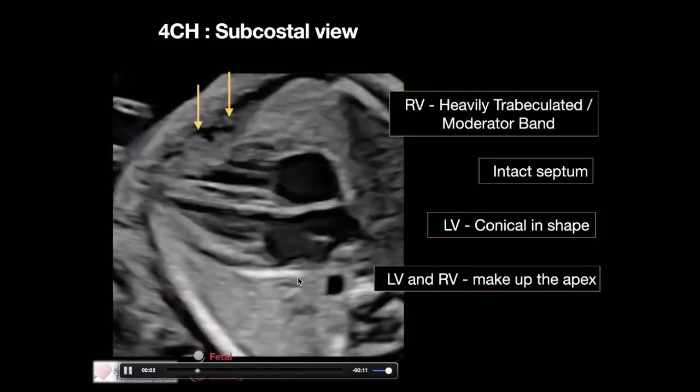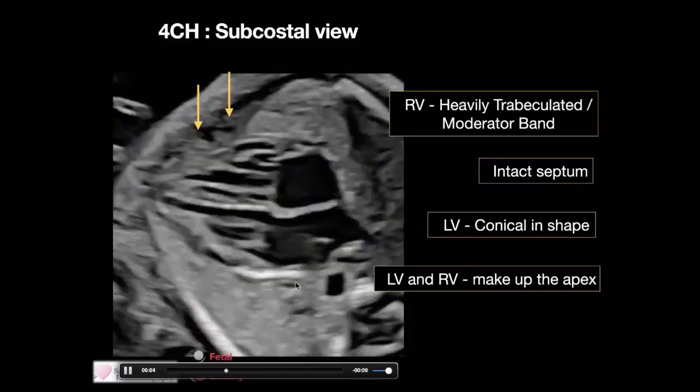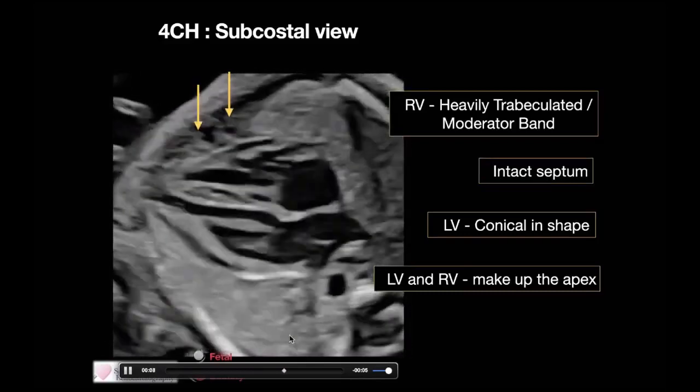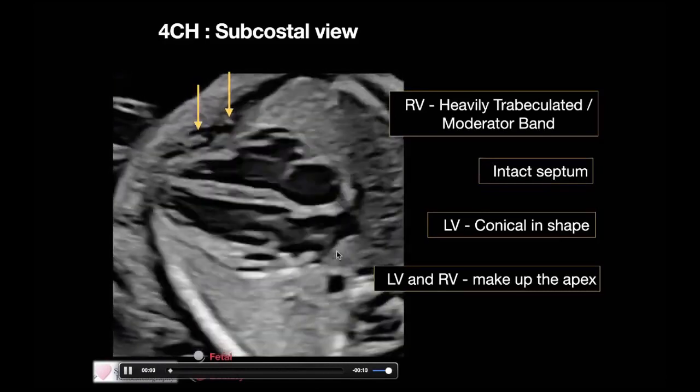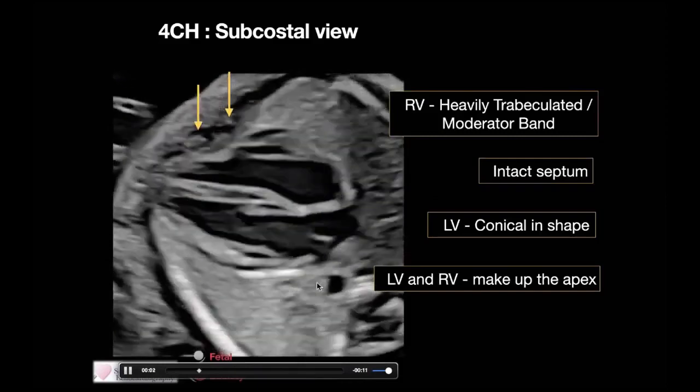We also notice that the left ventricle is conical in shape. And remember, the left ventricle and the right ventricle make up the apex of the heart. Also, other structures you could see are the descending aorta, and you could see pulmonary veins also in this view.